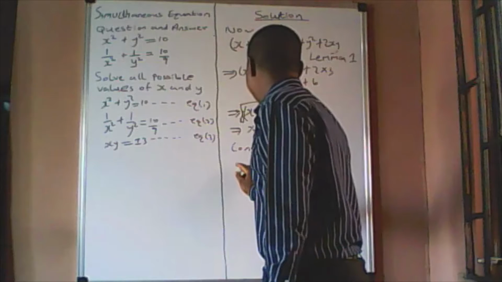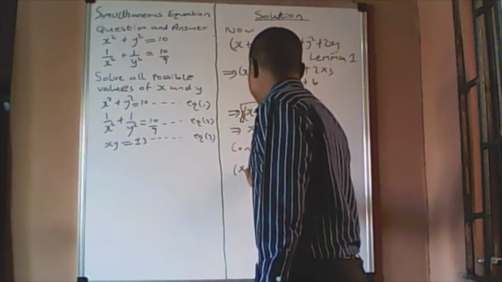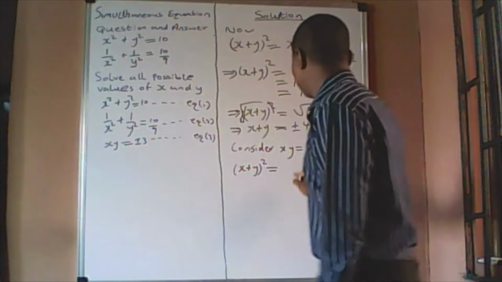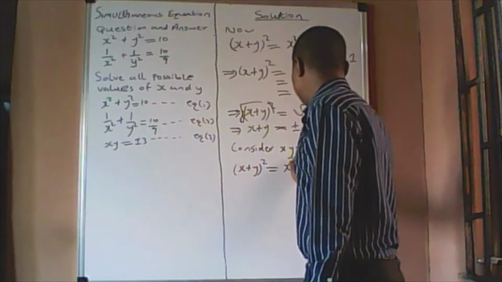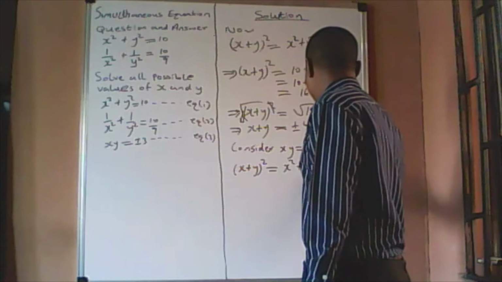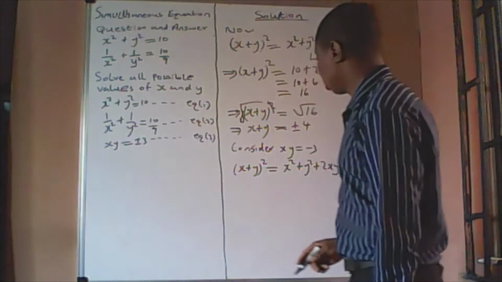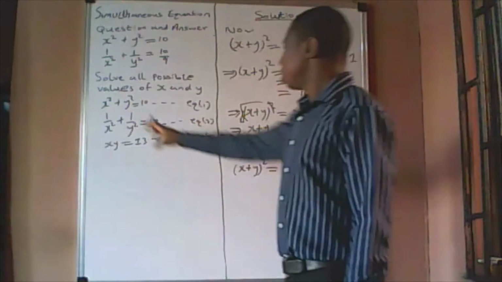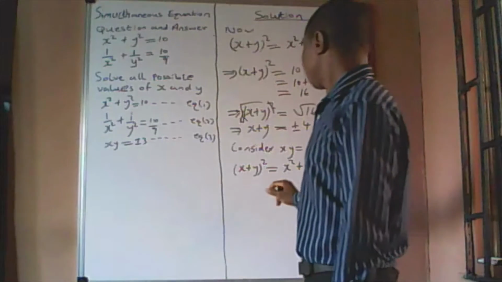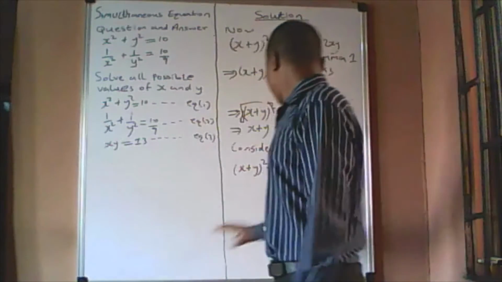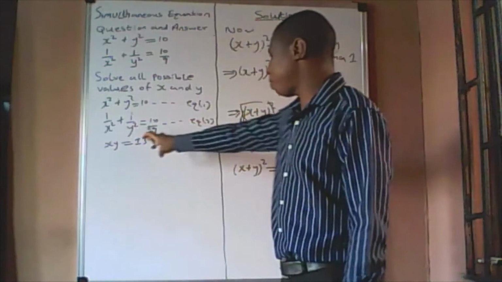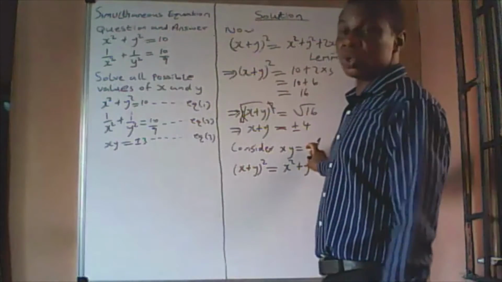We still have the same lemma. (x plus y) all in parentheses power 2 is equal to x power 2 plus y power 2 plus 2 multiplied by x multiplied by y. Having known that x squared plus y squared is equal to 10, we are going to substitute it in this equation. And x times y is equal to minus 3, which we want to consider. We have already considered plus 3. Now we are going to consider minus 3.